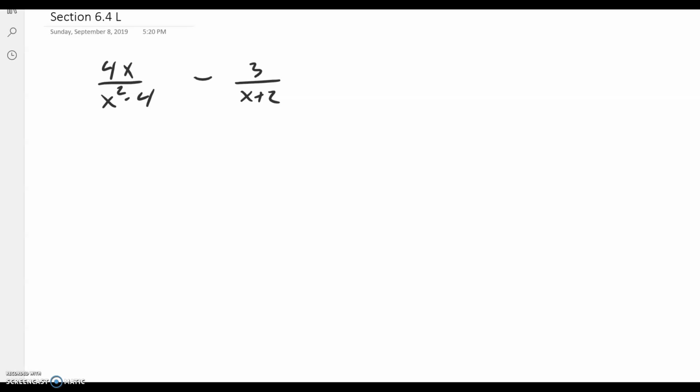So how do we subtract when we don't have common denominators? Well, first we have to find a common denominator. So we factor the two denominators. I've factored the first one, and I have factored the second one by doing absolutely nothing. And we find the least common denominator.